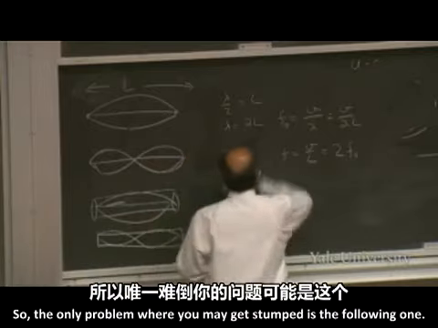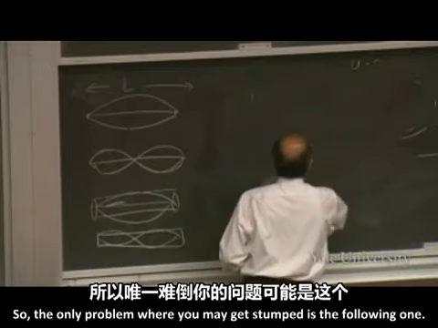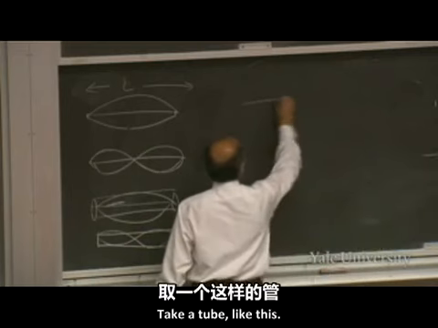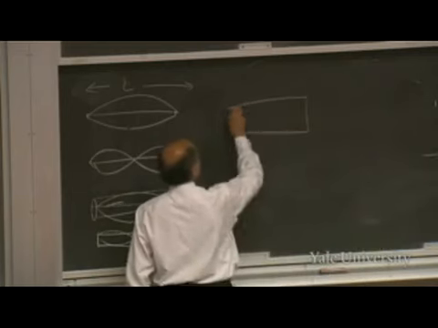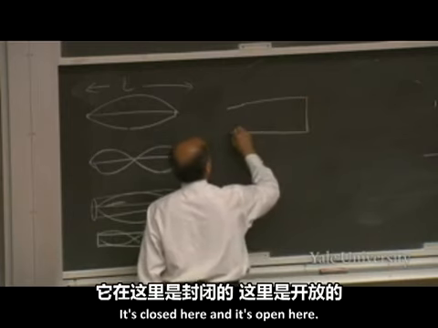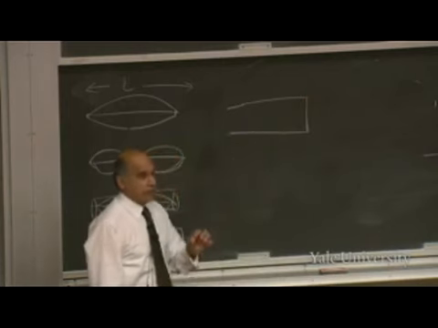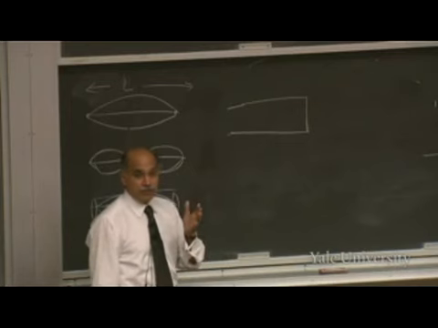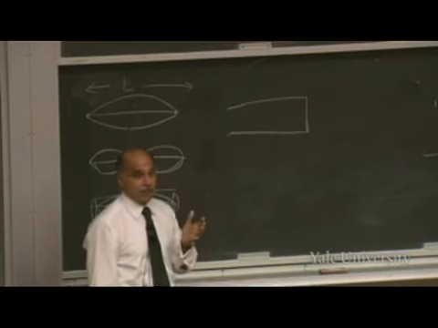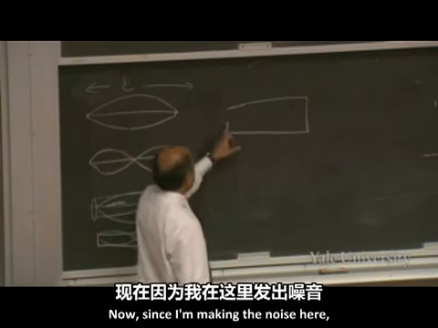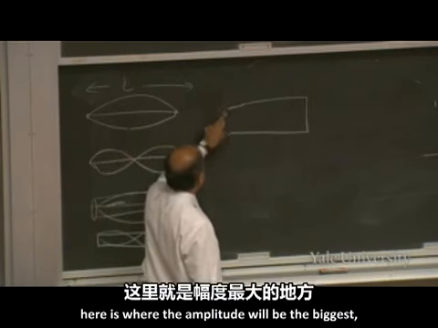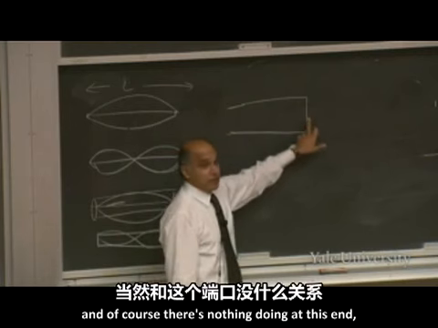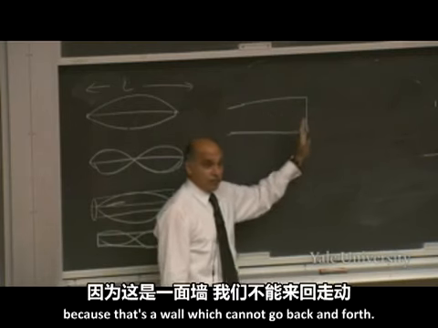So the only problem where you may get stumped is the following one. I will tell you how to do that, and then we're done. Take a tube like this. It's closed here, and it's open here. Take a Coke bottle or something and try to blow on it. You hear a certain sound. Why is it picking that one frequency? That's what I want to understand. Since I'm making the noise here, here is where the amplitude will be the biggest. And of course, there's nothing doing at this end, because that's a wall which cannot go back and forth.